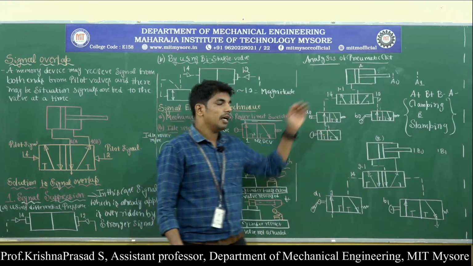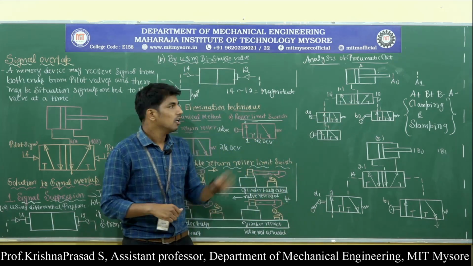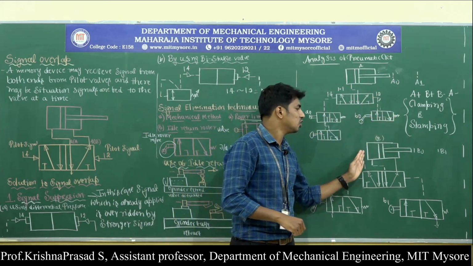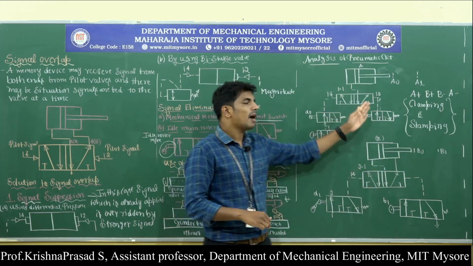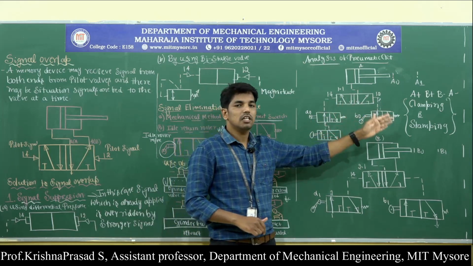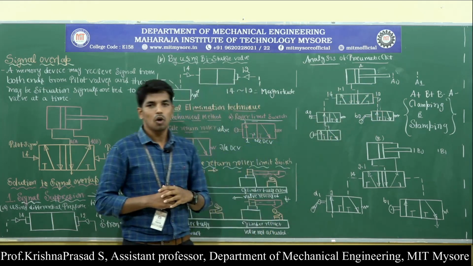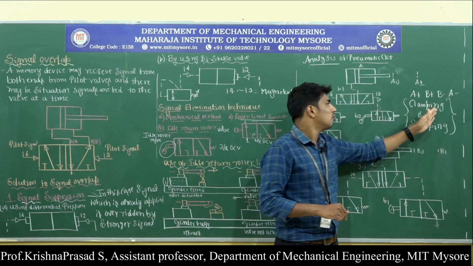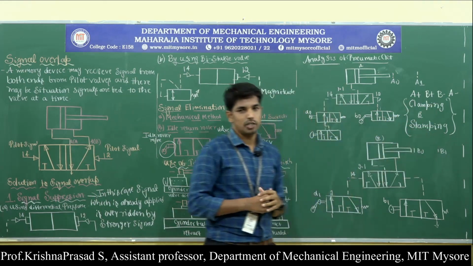What is meant by A plus? A plus is nothing but the extension of cylinder A, B plus represents the extension of cylinder B, B minus is the retraction of cylinder B, and A minus is the retraction of cylinder A. So this sequence is used for the clamping and stamping operation.